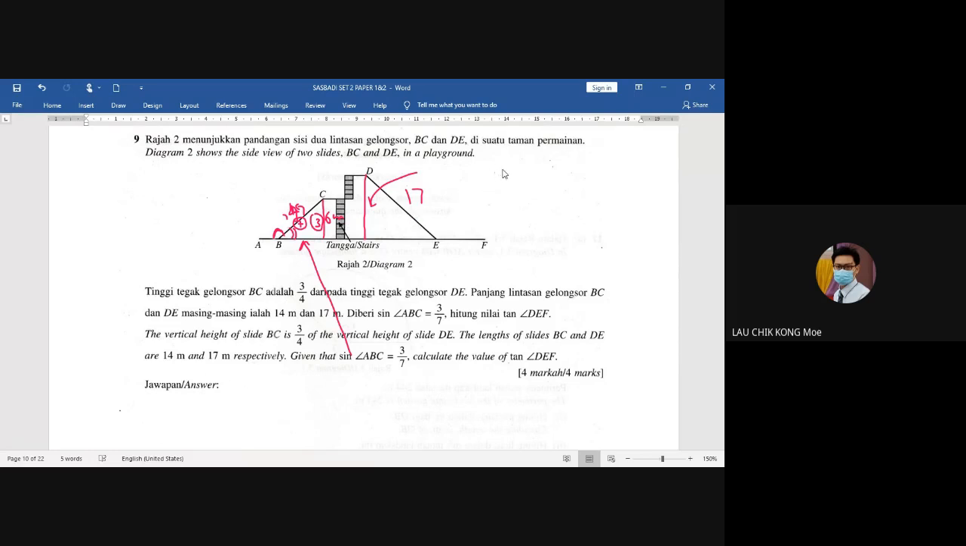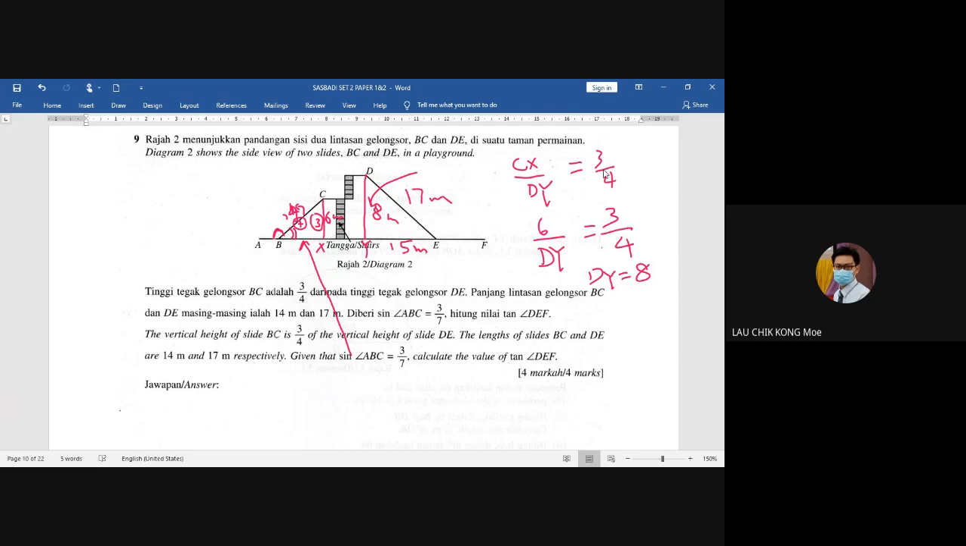3/4. So let's say that this is S, this is Y. So CS over DY, the ratio is 3/4. So now we know the CS is 6 meter. So can we find the DY? DY is, using the formula, the calculator is 8, right? So this is 8 meter. So this is 17. So we know that 8, this one, YE is 15. Pythagoras, 8, 15, 17, right?